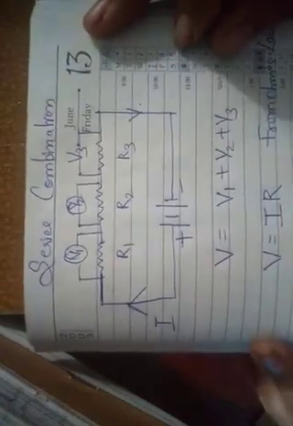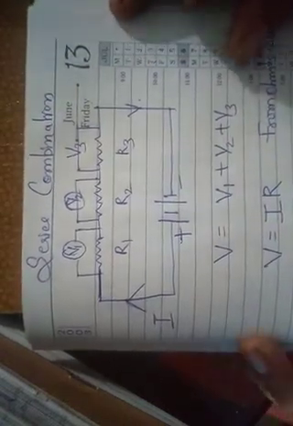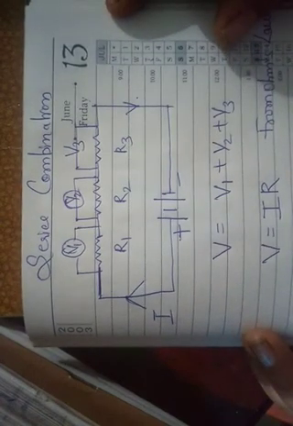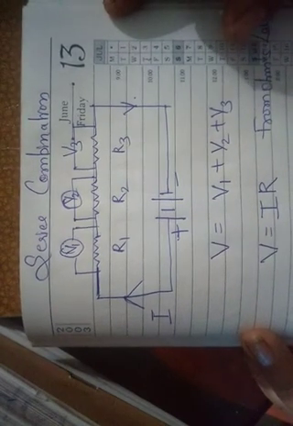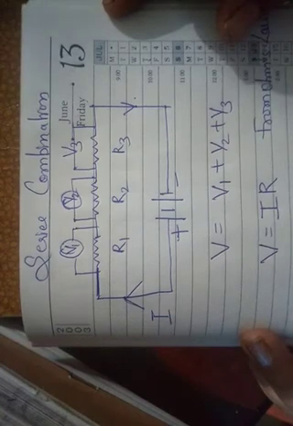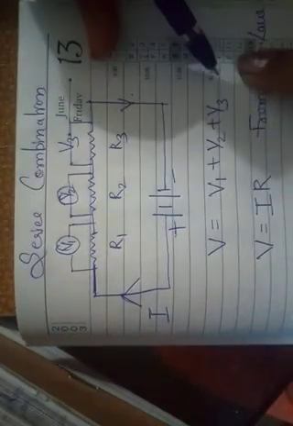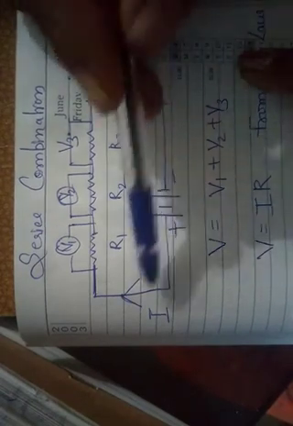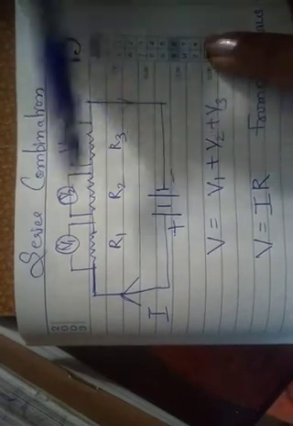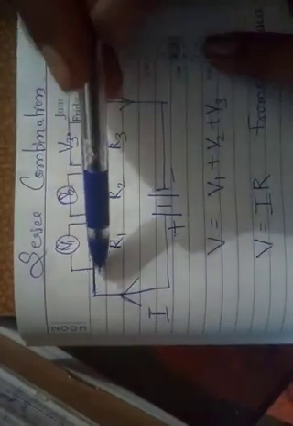Okay, good morning everybody. Today we are going to derive the relation for series combination, how that series combination works. As we have learned about simple circuits, here we have made a circuit in which a battery is attached to resistance R1, resistance R2 and resistance R3. All these resistances are in series. Series means all are in one line.